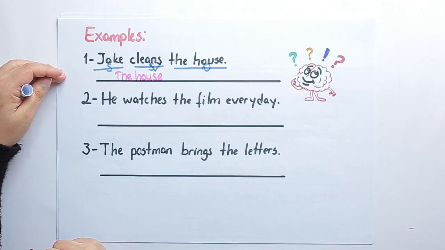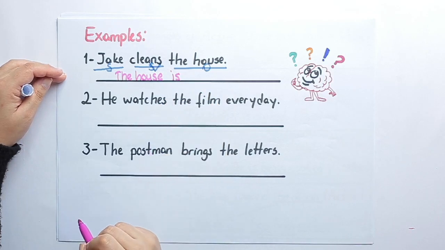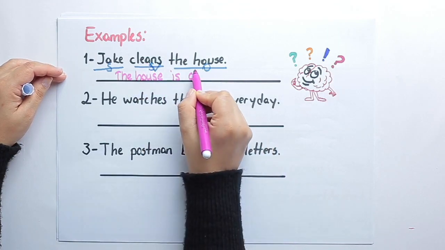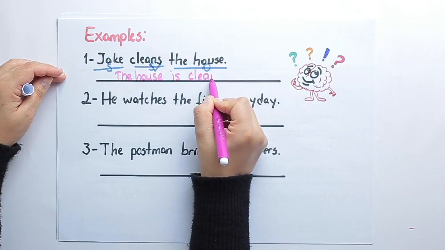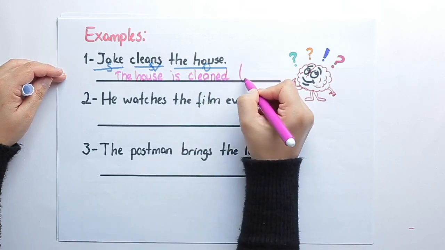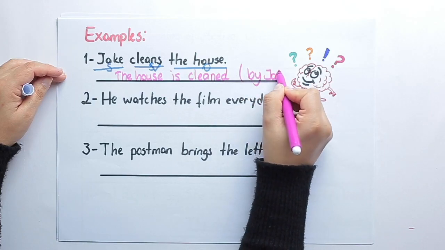Now the verb to be, is, and the past participle form, verb 3, cleaned. If you want, you can add by Jake.